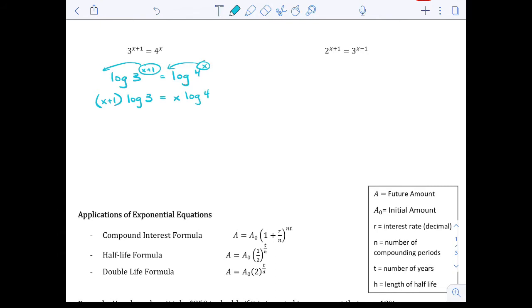So now at this point, I have x's on both sides. So I'm going to have to bring all the x's to one side. So I'm going to have to, on the left side, distribute log 3 into that bracket. I'm going to get x log 3, wait, that's log 3 times x, plus 1 times log 3, which is just log 3, is equal to x log 4.